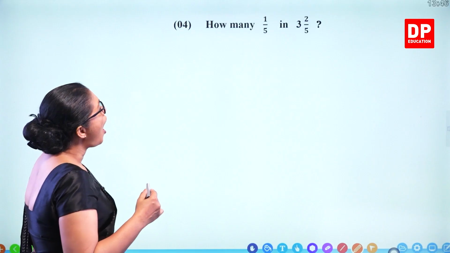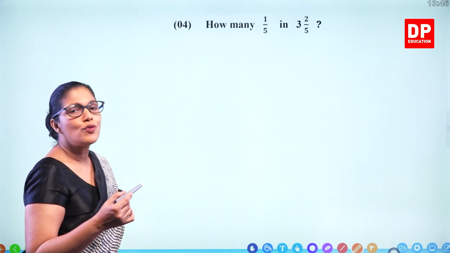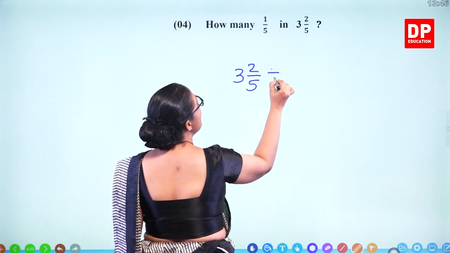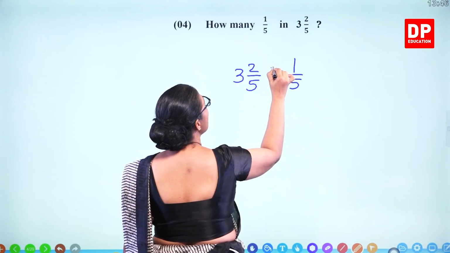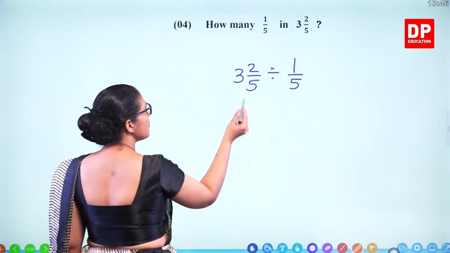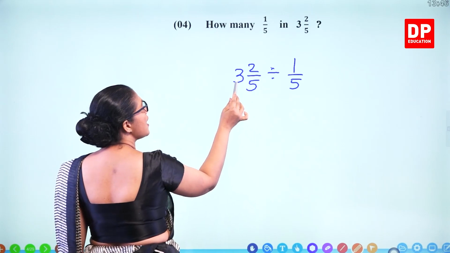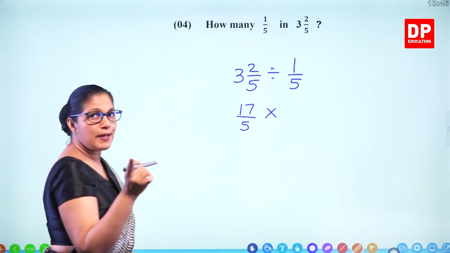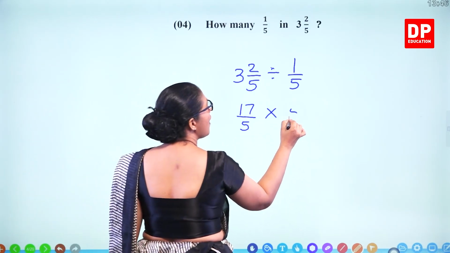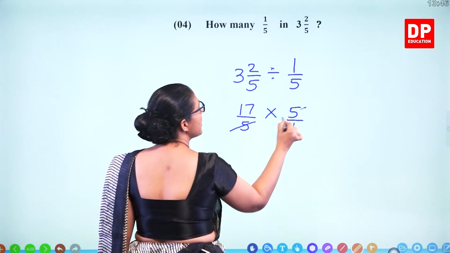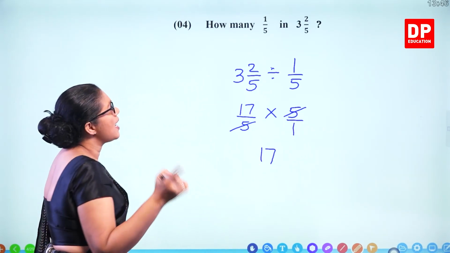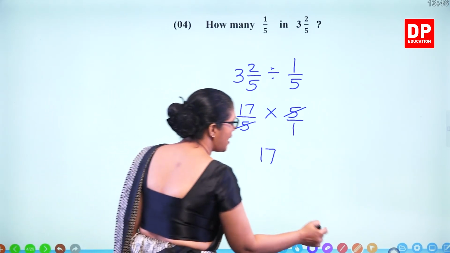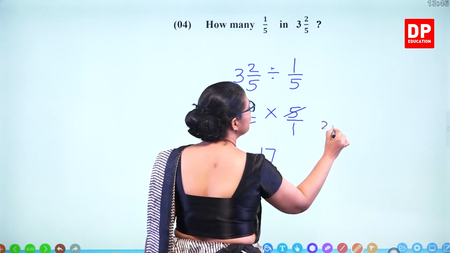Question number 4. How many 1/5 in 3 2/5? That means divide: 3 2/5 divided by 1/5. Convert to an improper fraction: 5 times 3 is 15, 15 plus 2 is 17, so 17/5. You can convert to multiplication by taking the reciprocal. 5 goes there, 1 here. The 5s get cancelled out. So you get 17. So there are 17 1/5 in 3 2/5. So 2 marks there.